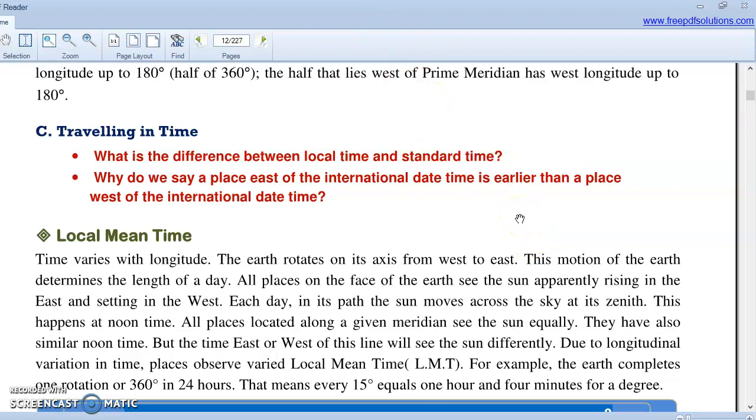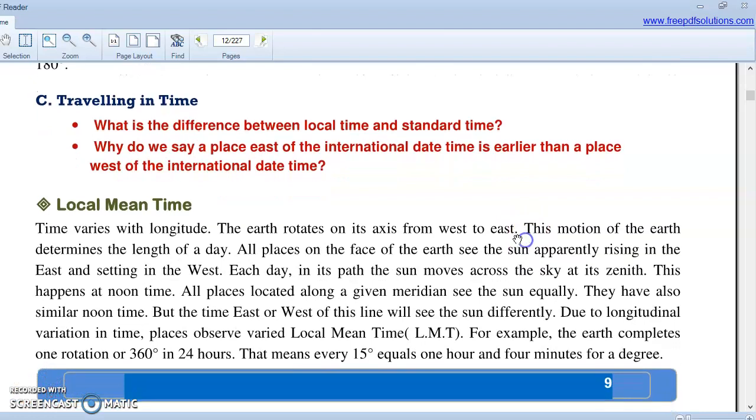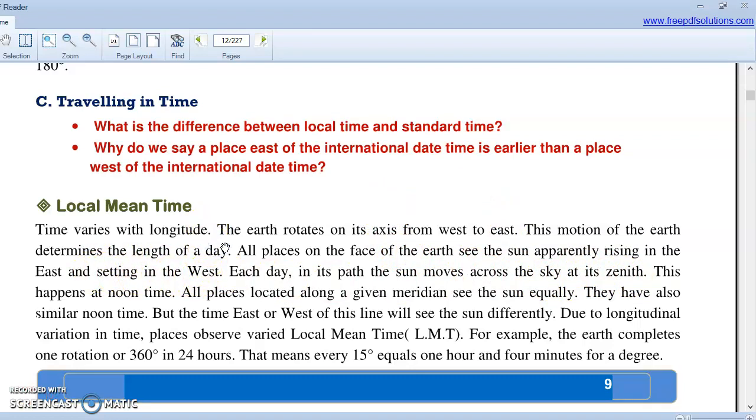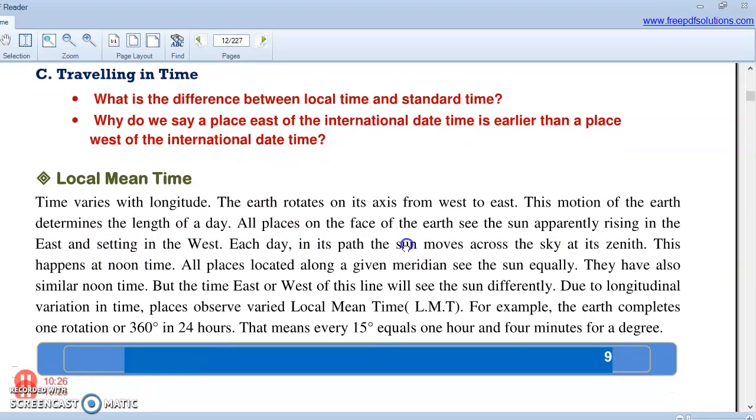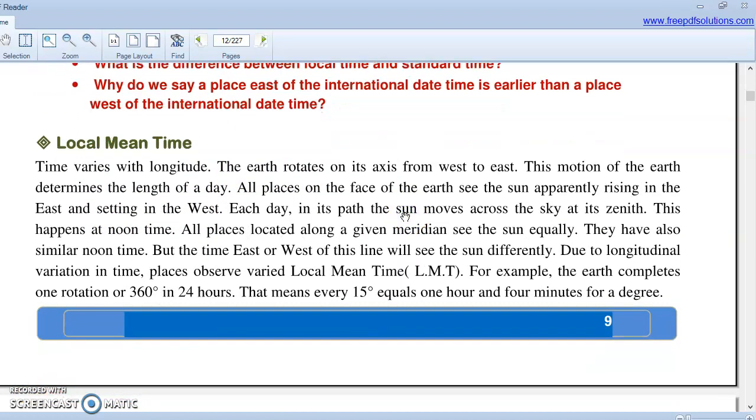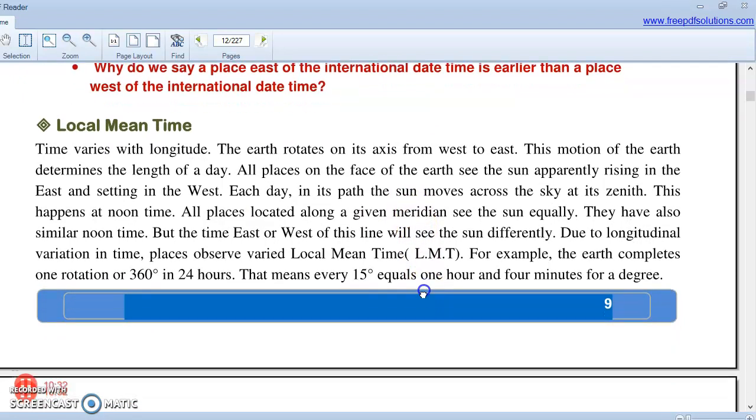The motion of the Earth determines the length of the day. All places on the face of the Earth see the sun apparently rising in the east and setting in the west. Each day in its path, the sun moves across the sky at its zenith. So the sun rises in the east and sets in the west. The motion of the Earth determines the length of the day. This happens at noontime.